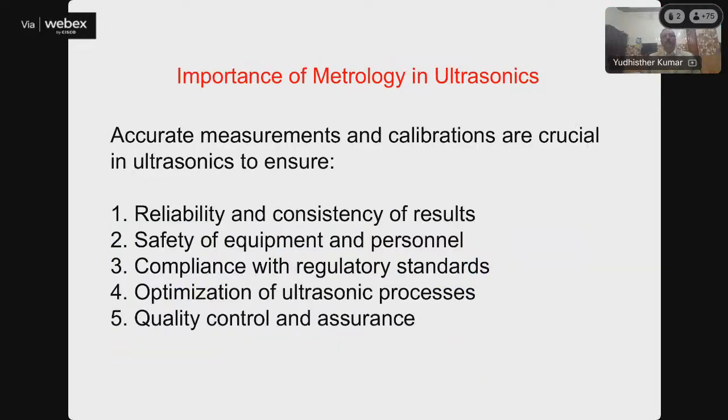As for the importance of metrology in ultrasonics, accurate measurement and calibration are crucial in ultrasonics to ensure reliability and consistency of results, safety of any equipment and personnel who are operating and who are under test during its use, compliance with regulatory standards, optimization of ultrasonic processes, and quality control and assurance.